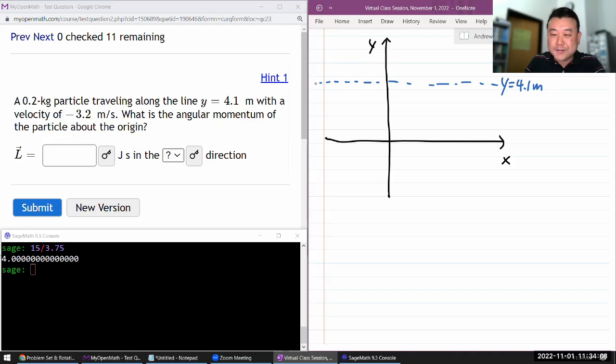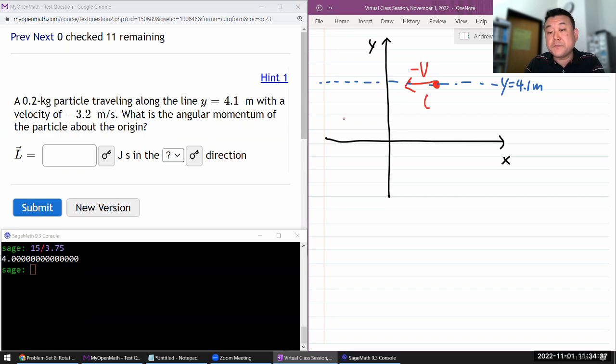It has negative velocity, so let me draw it on this side, going that way. So let me say minus v, and my v will be positive value of 3.2. What is the angular momentum of the particle about the origin? Okay. So note how the question didn't give an exact position of the particle.